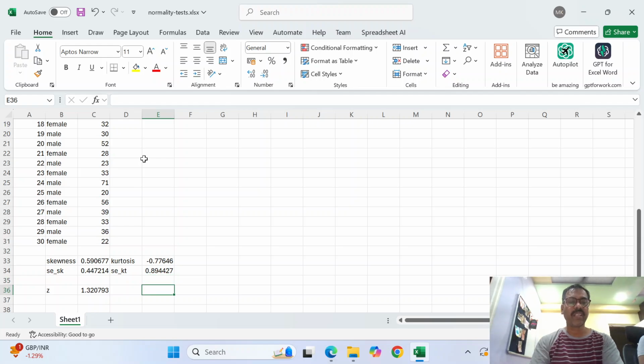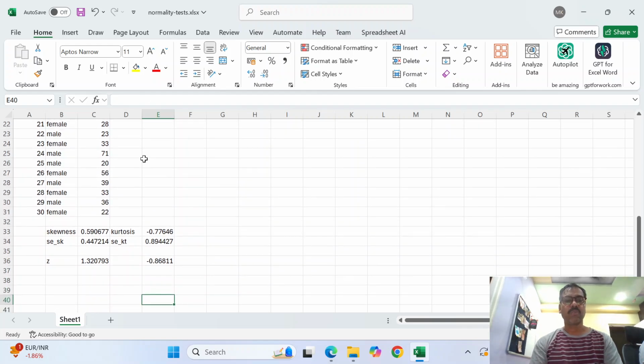In order to convert that into a z statistic, we have to divide the kurtosis by the respective standard error. Now it is minus 0.86. There is no rule like for skewness, that the z value should be less than 1.96, that rule applies for kurtosis as well. So what are we going to do?